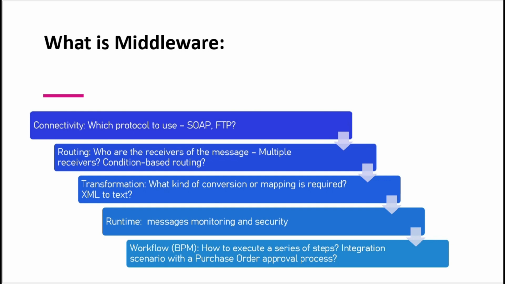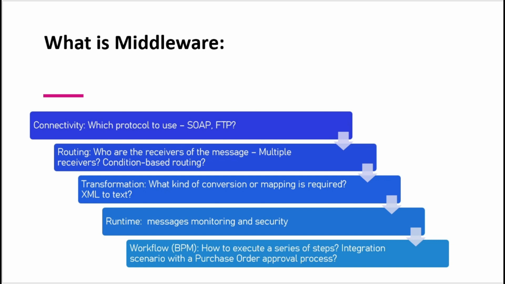Then runtime message monitoring and security. There are critical messages, security-related or otherwise, that you don't want to miss, so message monitoring and security is one part of it. Then workflow and BPM: how to execute a series of steps, integration scenarios like purchase order approval processes. All of these things come under middleware. SAP has been able to cover all these areas successfully with PIPO middleware solutions.